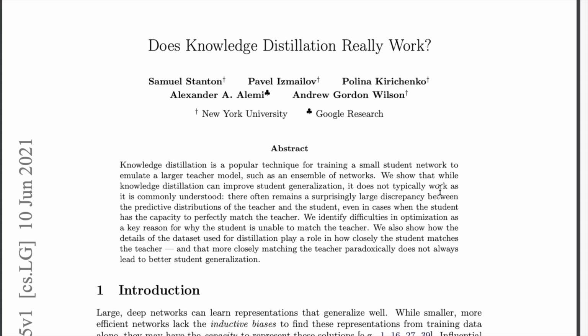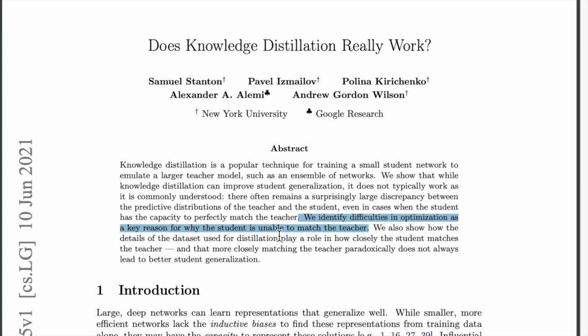The next paper is asking, does knowledge distillation really work? And what they mean by really work is not whether it improves student generalization, because clearly it does, with these different experiments that have come out, like the last paper just showing that you can improve the ResNet 50 through knowledge distillation. But what it's asking is, is the student actually able to match the teacher?